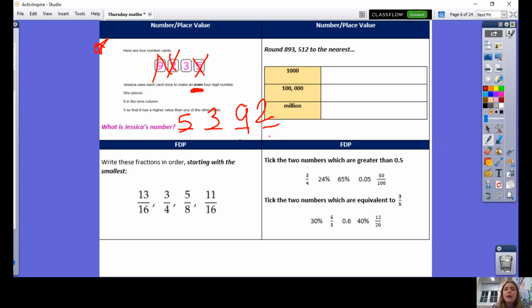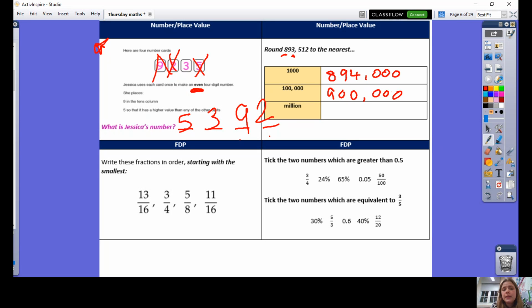5,392. Rounding now, rounding to the nearest 1,000. I underline my 3 and look at the 5. That tells me I round up. So that would be 894,000. To the nearest 100,000, I'd underline my 100,000s. I'm going to round up to 900,000.